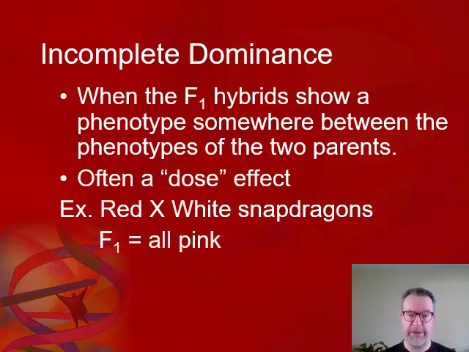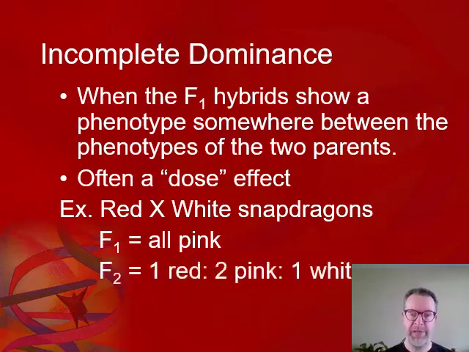Snapdragons, the flowers, there we go. You cross red and white snapdragons, and your next generation is all pink. There's no red, there's no white. Why is that? Because there's been a blending of the appearance of the traits, not the alleles, just the appearance. And the F2 generation, so you take those F1 generations and breed those with each other, you're going to end up with one red, the dominant, 2 pinks, and then 1 white as well. So it's like the red and the white reappeared, and they're still pink.